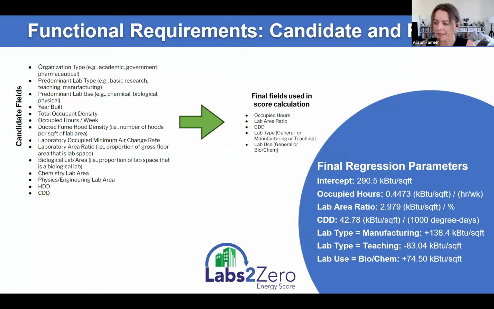So long story short here, we took a list of candidate functional requirements, we ran them through the statistical analysis, and we ended up with a list of fields that had a statistically significant relationship between the value of the field and the energy consumption of the building, and where we had enough data to make it useful to make that comparison. These, just for your reference, are the regression parameters. We have a white paper that's linked from the site that has all the details on this, and we're not going to go into it in any more detail for now.